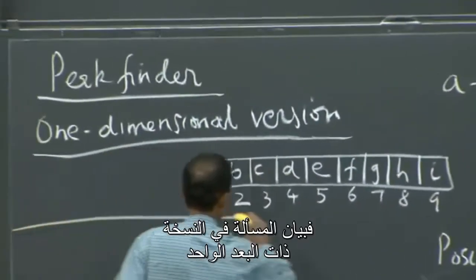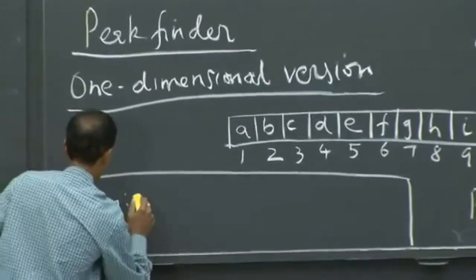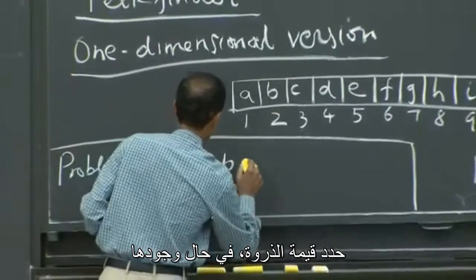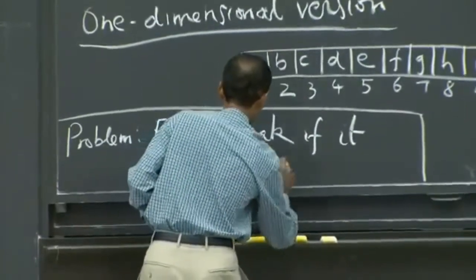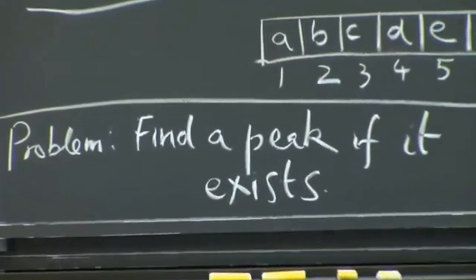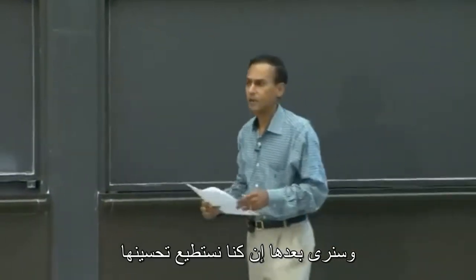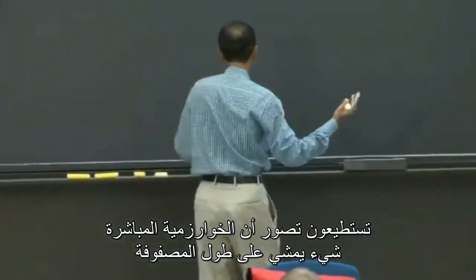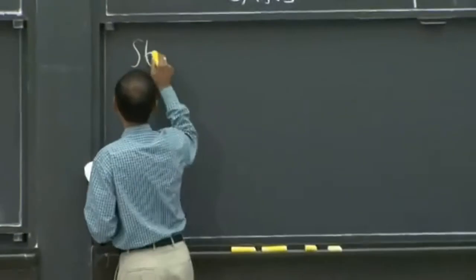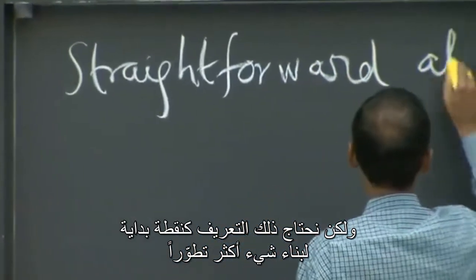And the statement of the problem, the one-dimensional version, is: find a peak, if it exists. All right? That's all there is to it. I'm going to give you a straightforward algorithm, and then we'll see if we can improve it. You can imagine that the straightforward algorithm is something that just walks across the array. But we need that as a starting point for building something more sophisticated.